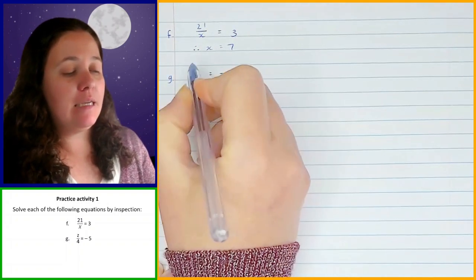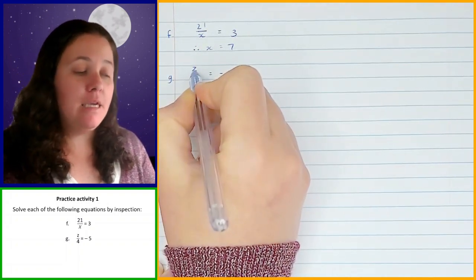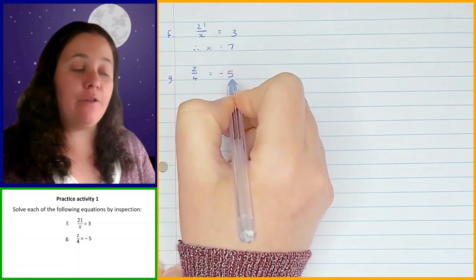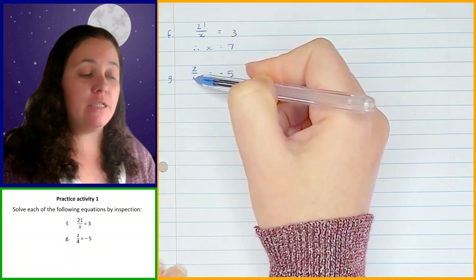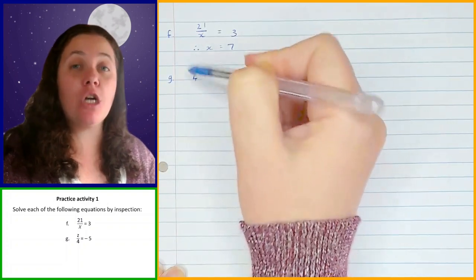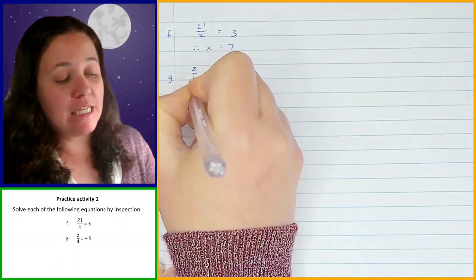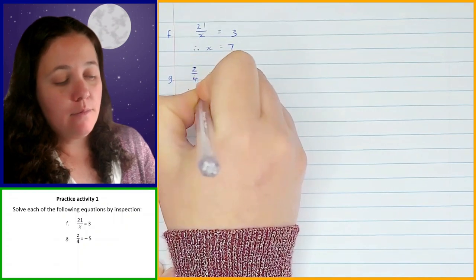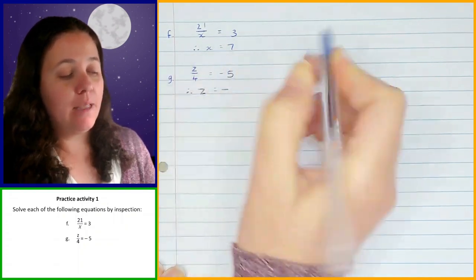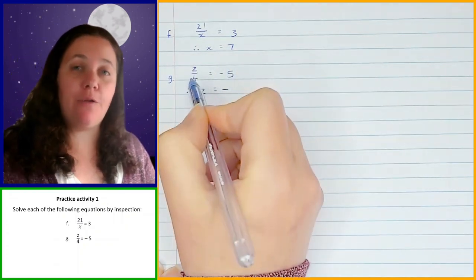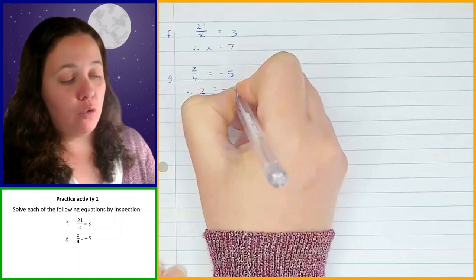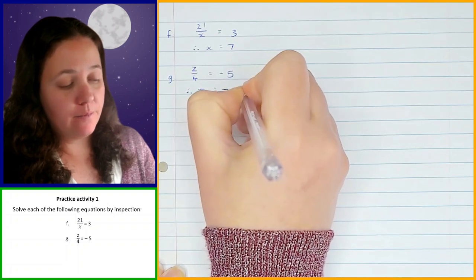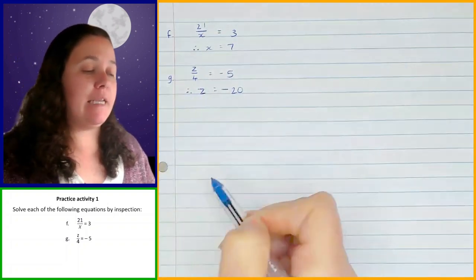And then this one over here, something z divided by 4 must give me negative 5. So in order for me to get a negative answer when I'm dividing by a positive number, I have to have started with a negative number. So z has to be negative. Now, negative what divided by 4 will give me negative 5? Negative 20 divided by 4 gives me negative 5. So now I know that z is negative 20.